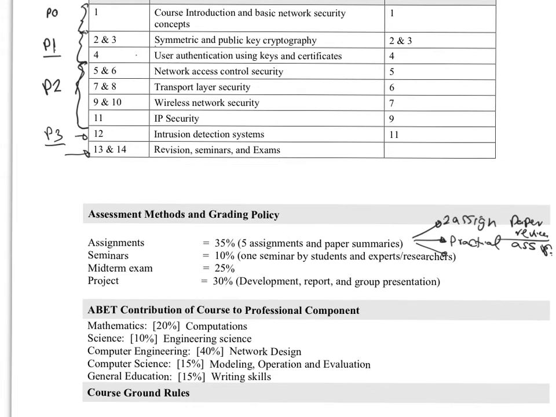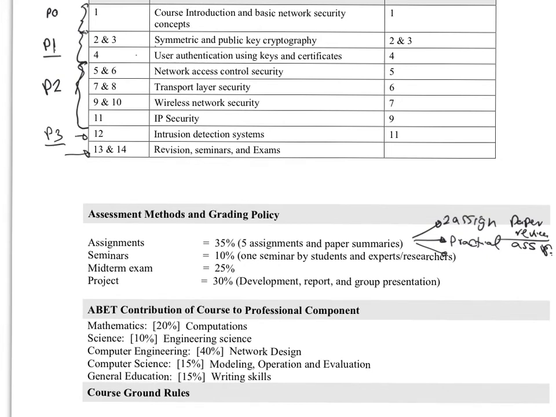So the first phase, proposal. Second phase, you are supposed to deliver a detailed design of what your implementation is going to have. Exactly, the detailed design. So everything, basically, except for the results.